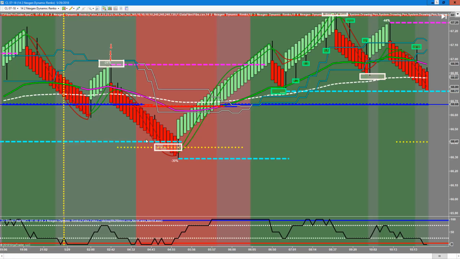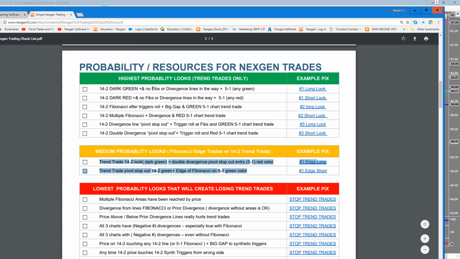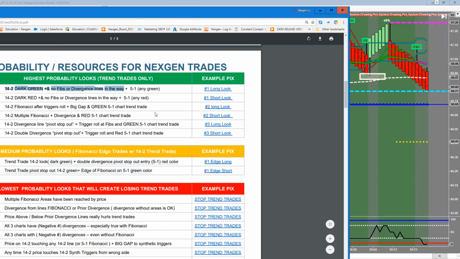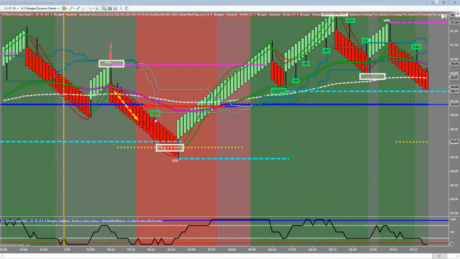And again, when the market's going down, if we break support and the triggers are below support and we get a pullback and the color is dark red and we have yet to reach, look at how simple this is, we have not reached fibs or divergence lines, and the background color is dark green, you can do a trend trade. So that's it. If it's dark red and you haven't yet reached one of the lines, you can do a trade on a pullback.